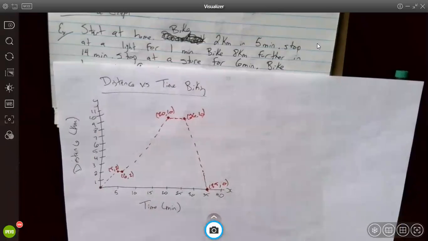If our two things that we're measuring are distance and time, time is always independent, so it goes on the x-axis. And then the distance traveled depends on how long you're traveling for. So the distance depends on the time. It is the dependent variable. That's why it goes on the y-axis.